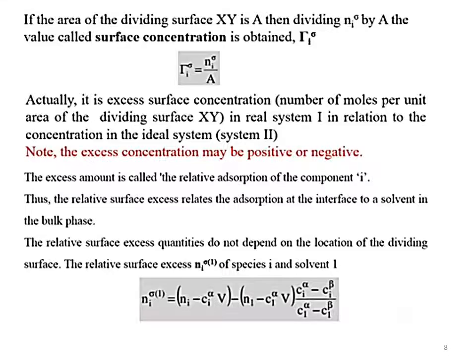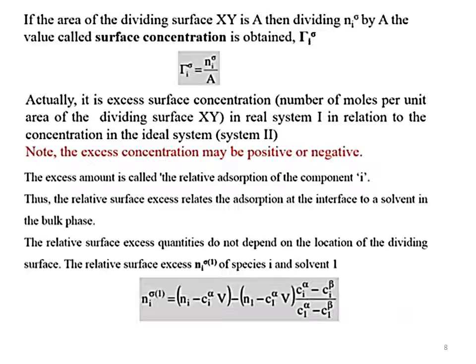If the area of the dividing surface xy is A, then dividing Ni sigma by A gives the value called surface concentration. Surface concentration is equal to Ni sigma, the surface excess, over its area. Actually, it is the excess surface concentration, meaning the number of moles per unit area of the dividing surface xy. In the real system, 1, in relation to the concentration; in the ideal system, 2.